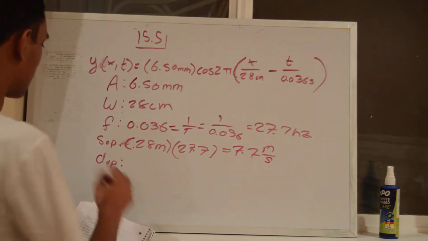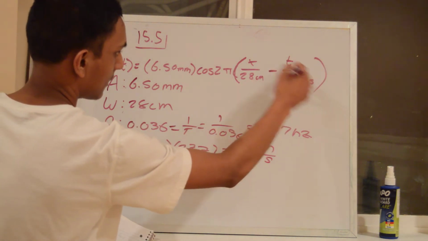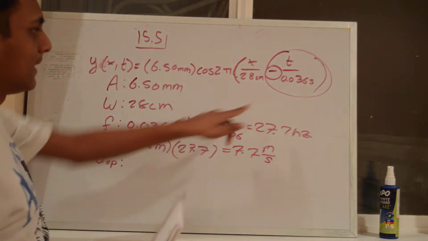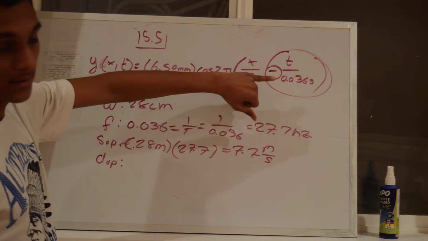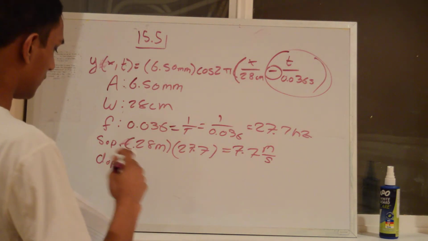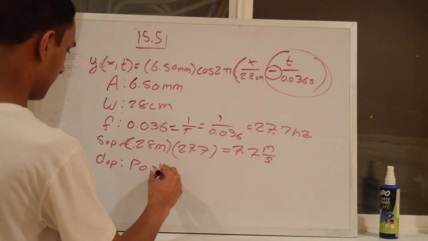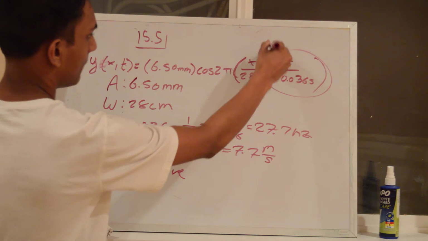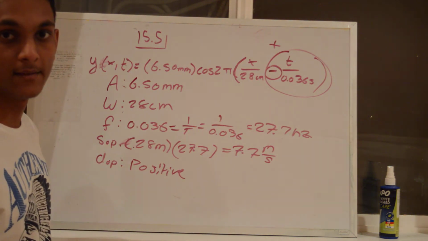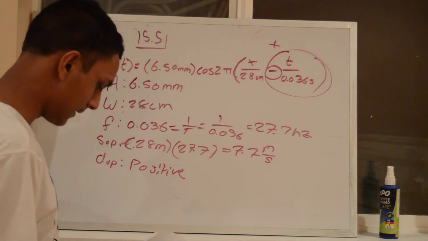And last but not least, direction of propagation, we want to look at the sign in front of our time section. We want to look at this specific sign. Basically, whether it's positive or negative, we want to do the opposite of that. In this case, it's negative, so direction of propagation is in the positive direction. If this was a positive sign, then the direction of propagation would be in the negative direction. Basically the opposite of that. Alright, that should cover everything.